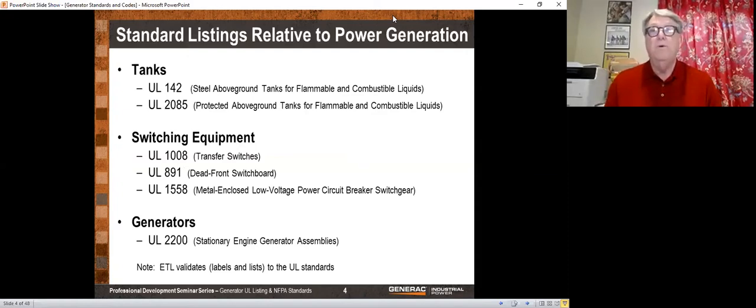There's a UL 142. Generally, this is a tank that goes under a generator. It is typically a double wall tank. Then there's a UL 2085. These are the monster tanks, the tanks that have lots of testosterone.